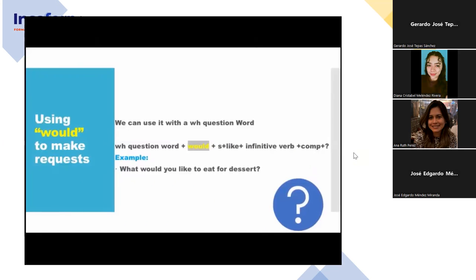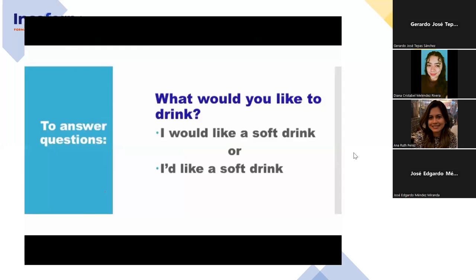Or we can use it with a WH question word. WH question word plus would plus subject plus like plus infinitive verb plus complement plus question mark. Example, what would you like to eat for dessert? Also, in this opportunity, we're using would to answer questions.